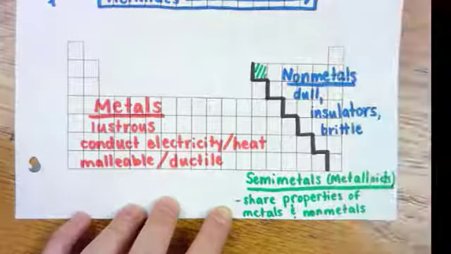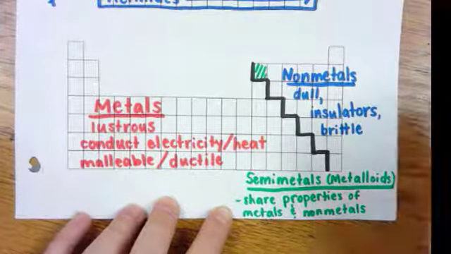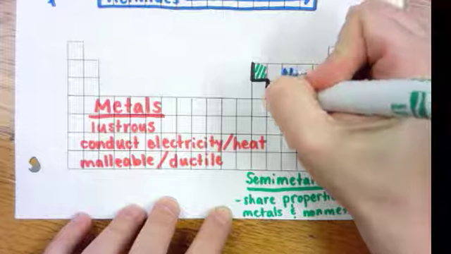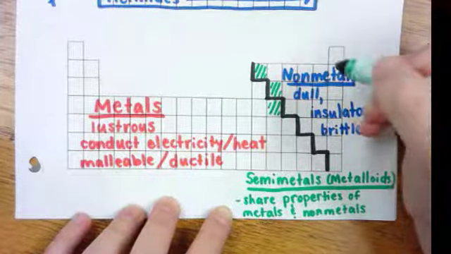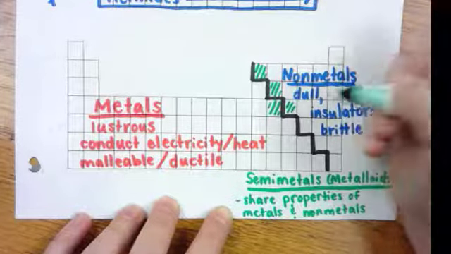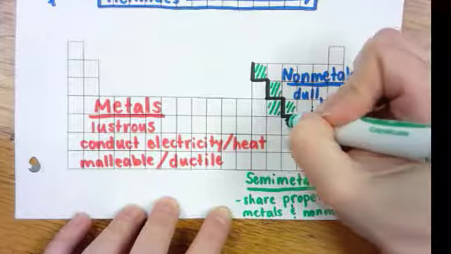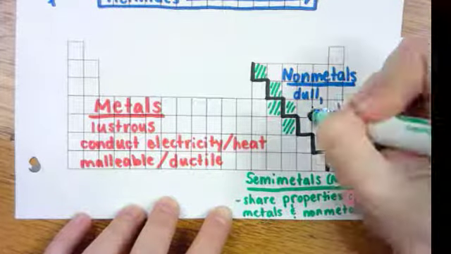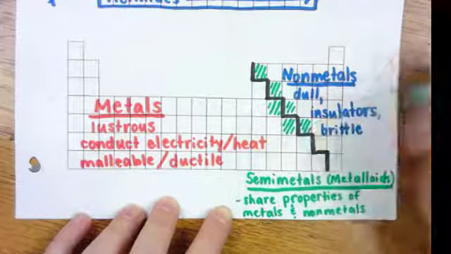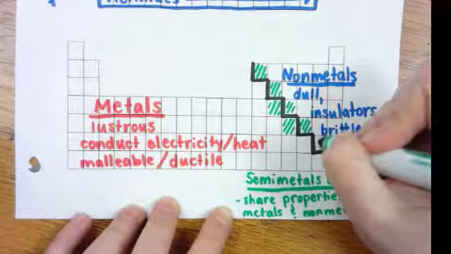Boron is the first one, then silicon and germanium, arsenic and antimony, tellurium and astatine.